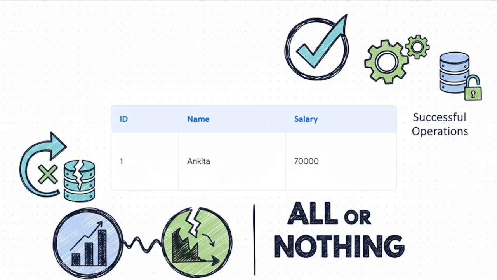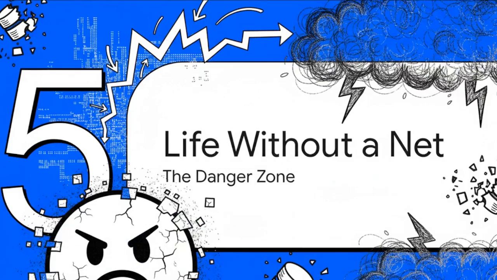After that successful commit, Ankita's salary is now officially updated to $70,000. So you see the two sides of the coin. A successful operation gets committed, but any failure triggers a complete rollback. All or nothing. Now, let's talk about the scary part. What if we tried to do a multi-step update without the protection of a transaction? This is where data corruption goes from being a possibility to a very real danger.